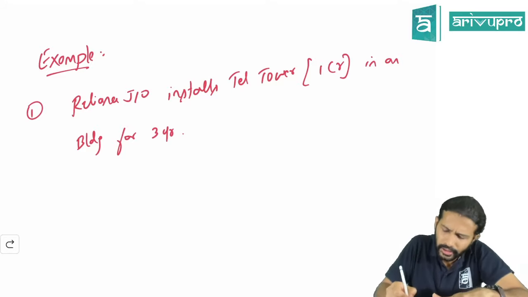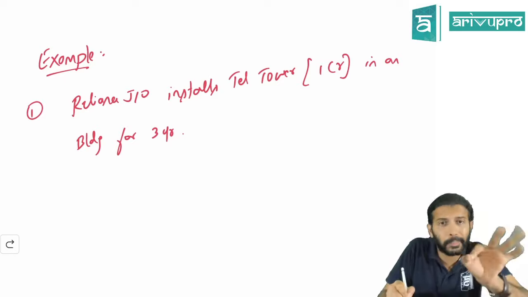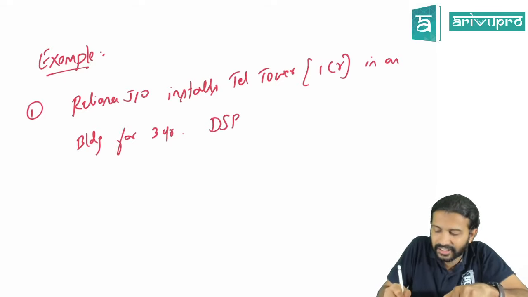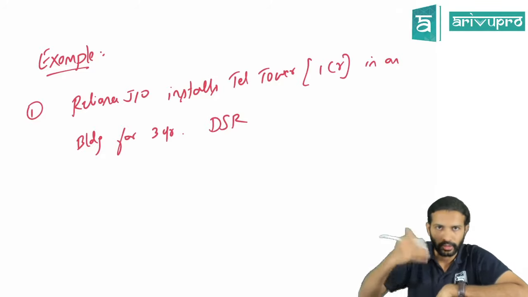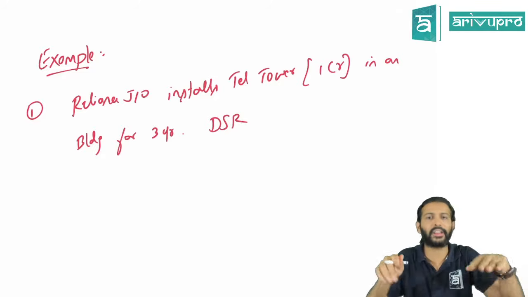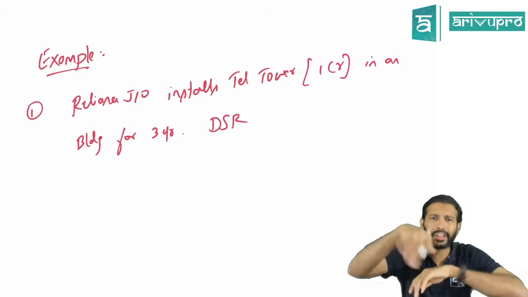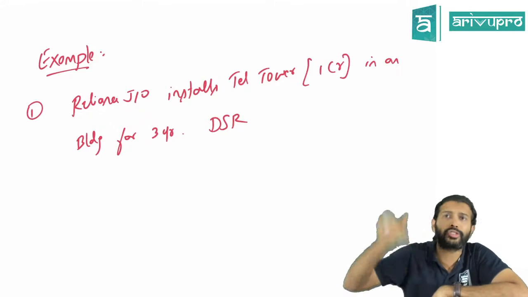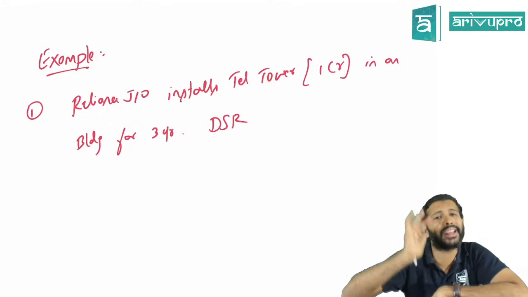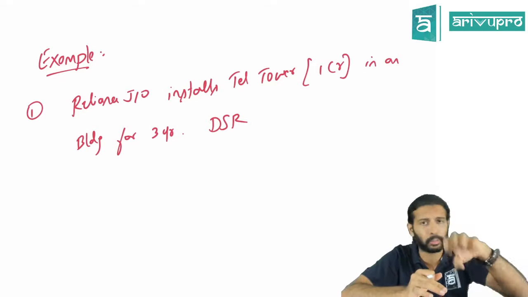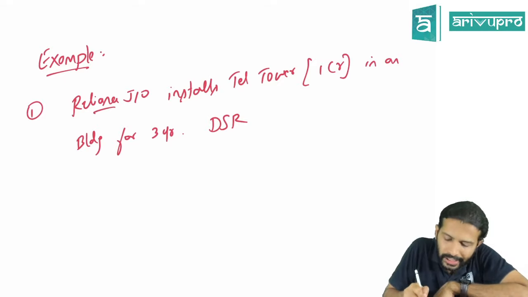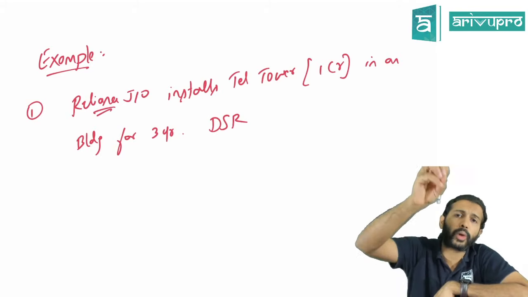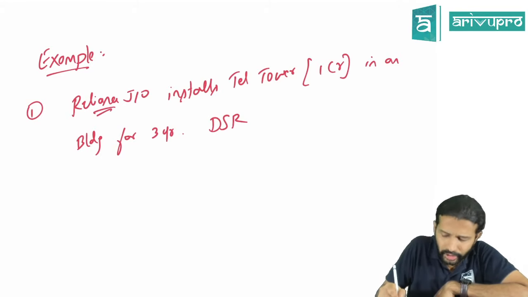Don't worry about that. Let's say that repair cost, we call it as DSR, decommissioning and site restoration cost. You're decommissioning your asset. You're taking it off and you're doing some restoration of the work, because you installed a telecom tower on the building, and when you remove it, there'll be some damage cost to the building. That damage cost Reliance Jio has to incur. That is what we refer to as a decommissioning and site restoration cost.